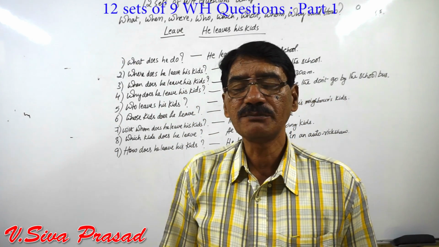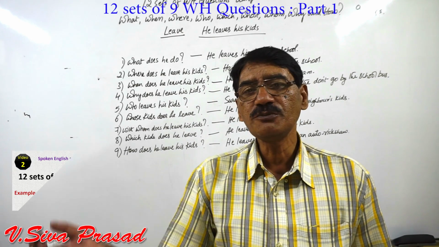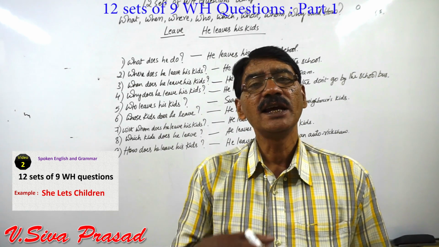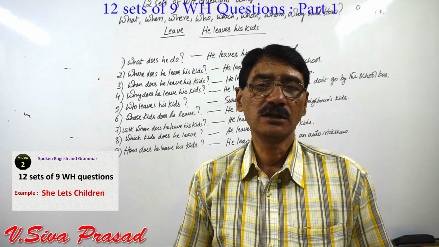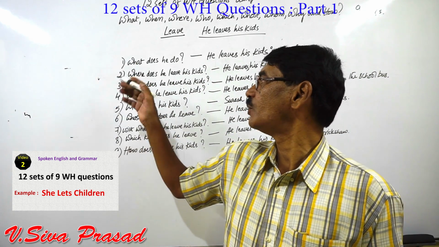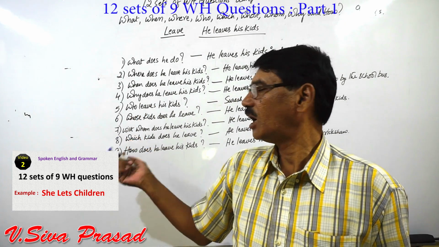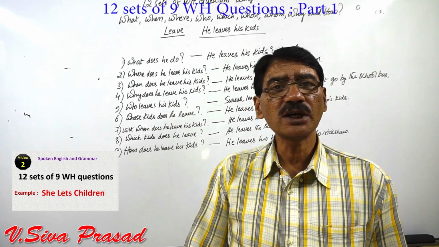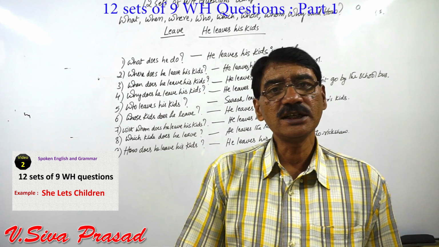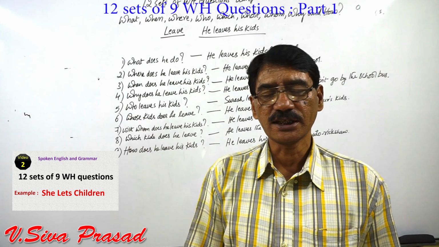So here we have completed the 12 sets. When you practice these 12 sets, it's going to be easy for you to ask questions in any tense, in any manner, in any situation. So you have all these things: what, where, when, why, who, whose, whom, which, how. So based upon this, you can ask different questions in any situation, based upon the sentence or the thought that you are thinking about.